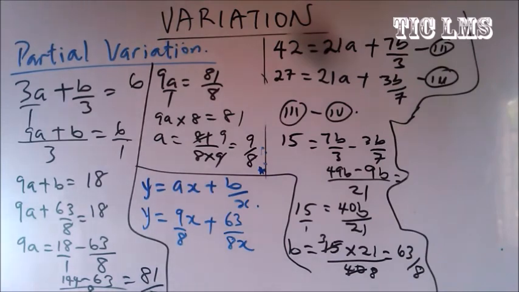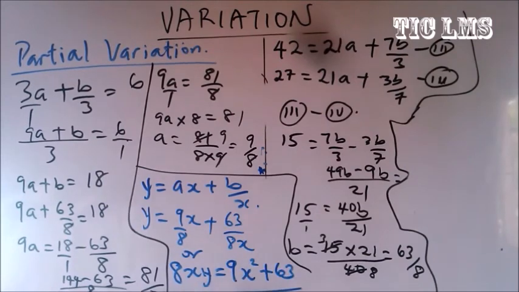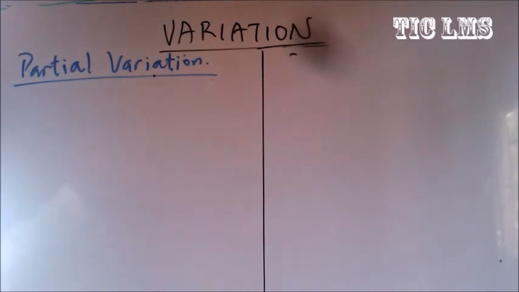And this could be rewritten, after finding the LCM of this, it could be written as 8xy equal to 9x squared plus 63. That's the answer.